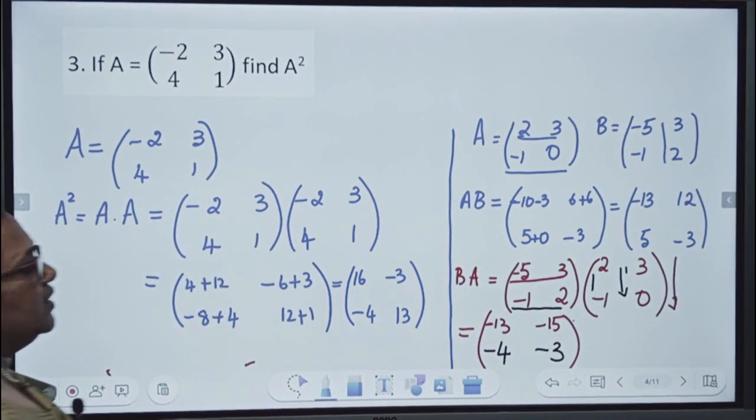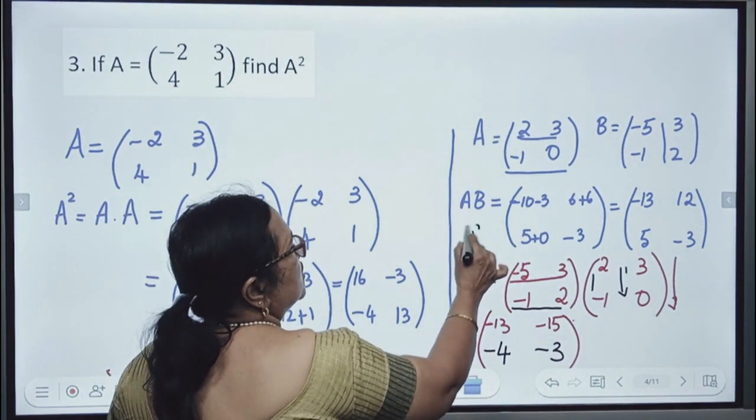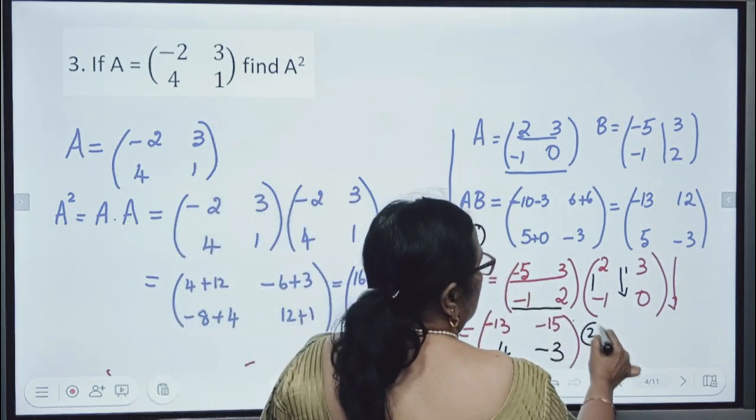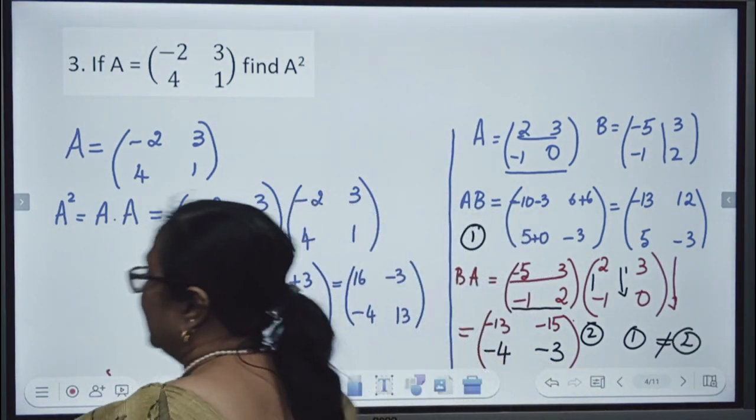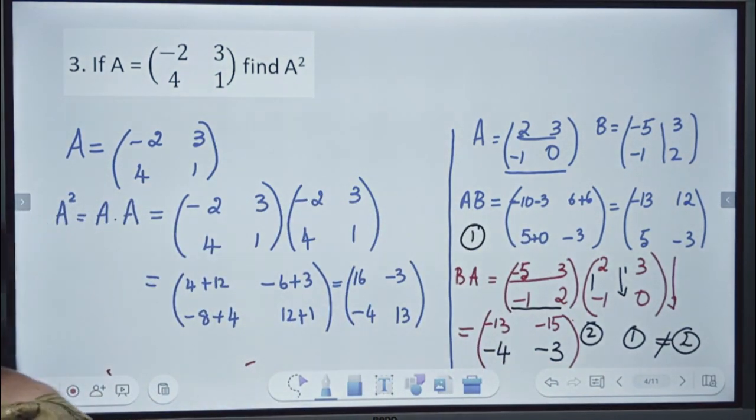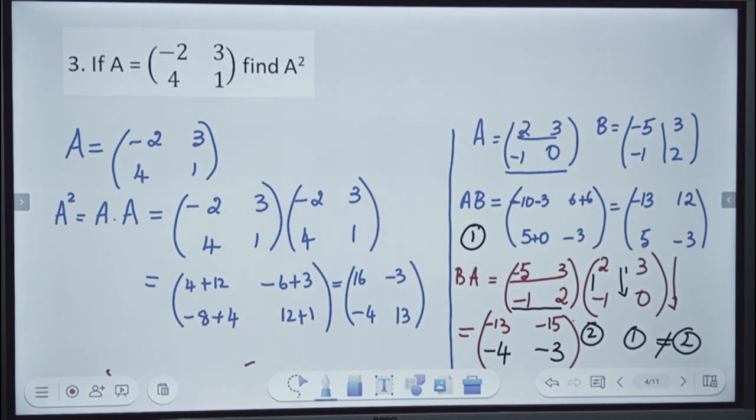Clearly you can see that AB is not equal to BA. So matrix multiplication is not commutative. AB is not in general equal to BA. So you can't just change the order. However, you will actually see that it is associative. So matrix multiplication, though it is not commutative, it is associative.